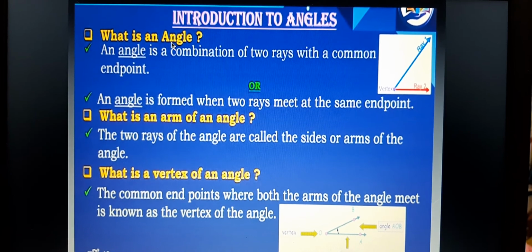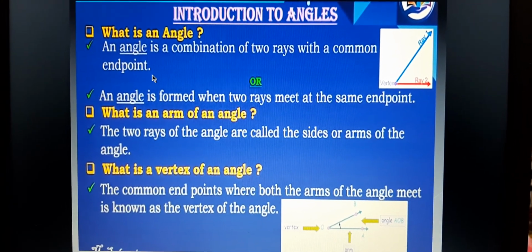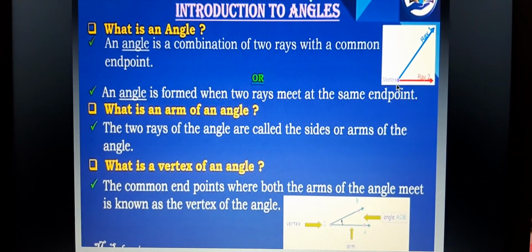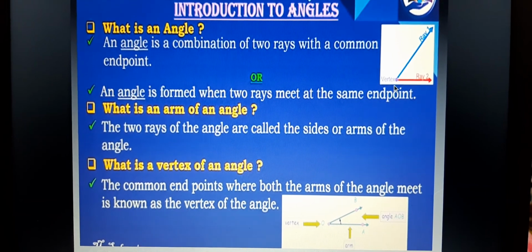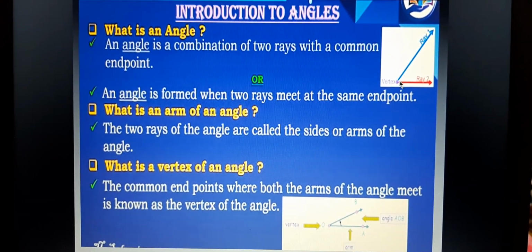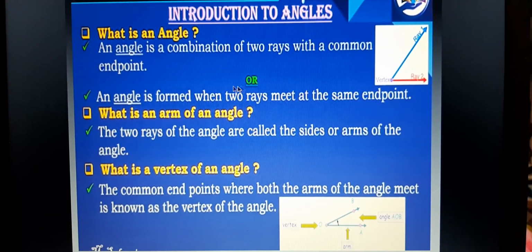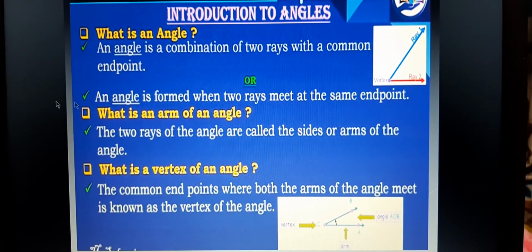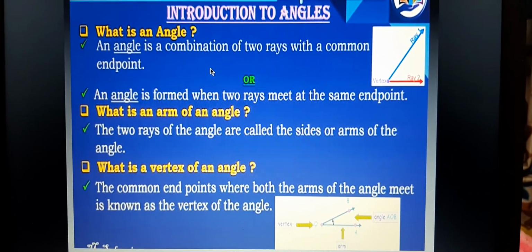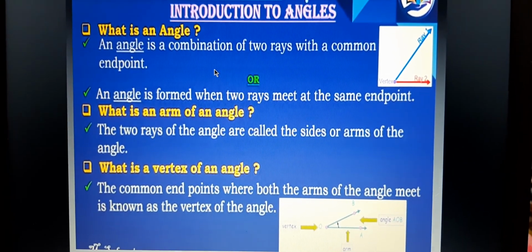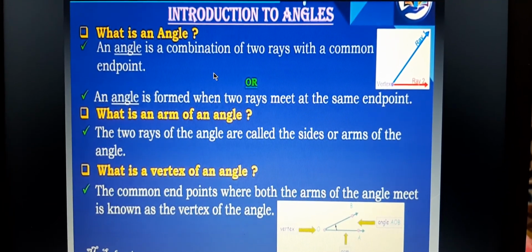So what is an angle here? An angle is a combination of two rays with a common end point. Means when you join the two rays, already we have discussed ray 1 and ray 2. If you are joining at one point, that one point is the vertex, and whatever is formed is called an angle. As I said in a previous class, three lines make a closed shape, four lines, five lines, right? A single line is a line segment, line or a ray.